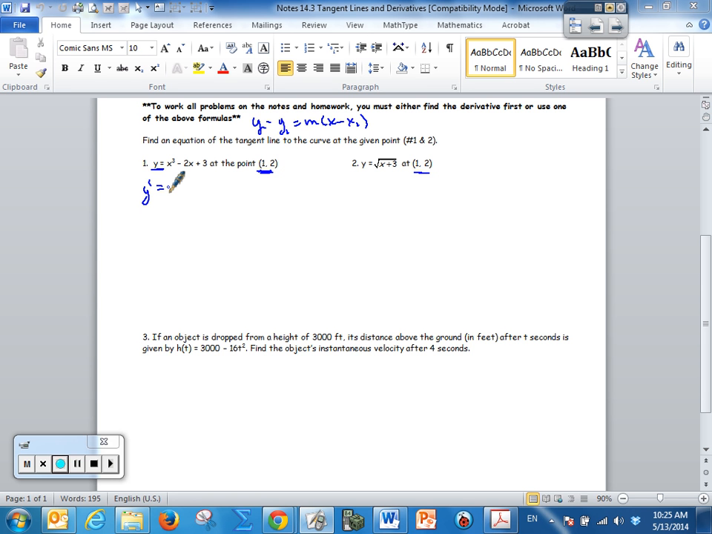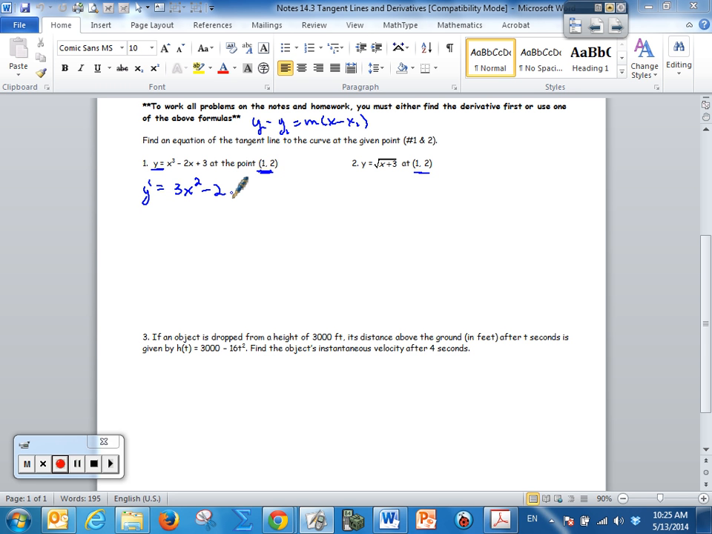Remember, we bring the exponent down, so 3x. Then we subtract 1 from the exponent and get a 2. And then the derivative of negative 2x would just be negative 2. The derivative of 3 is 0. So we used our power rule to get our derivative.